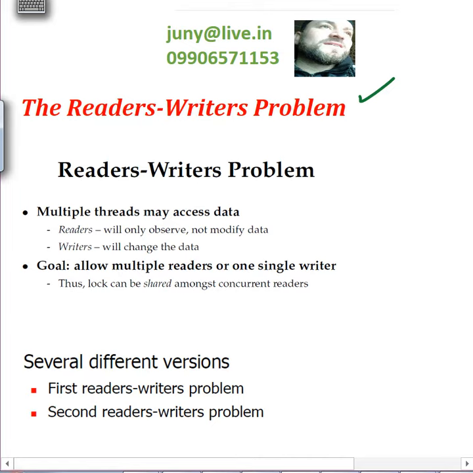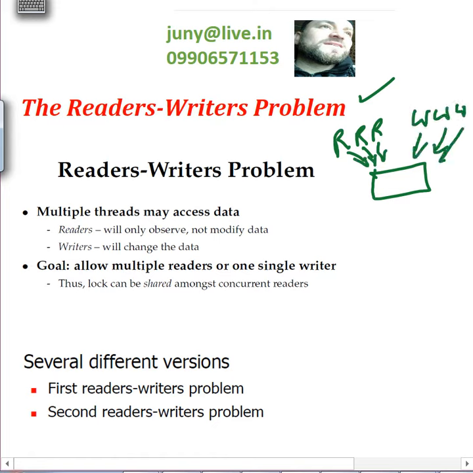Dear students, this is our second classical synchronization problem or concurrency problem, what's called the readers-writers problem. This is the kind of problem where we have a shared resource, and there are reader processes which are trying to read from it, and some writer processes which are trying to write or update that shared variable or linked list or whatever it is. Readers will only observe, not modify data, and the writers are going to change and update the data.